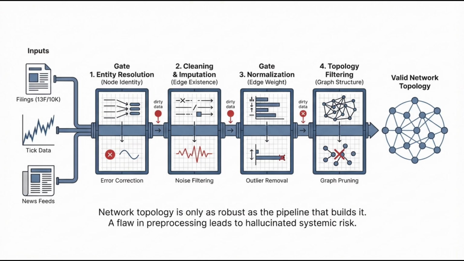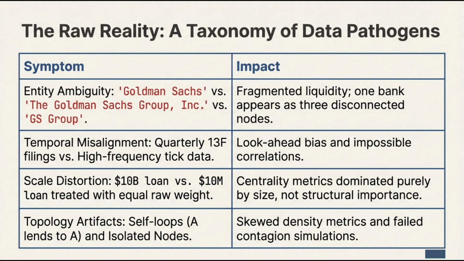A flaw in preprocessing leads to hallucinated systemic risk. In other words, the wrong pipeline can create fake fragility or hide real fragility. Now we look at what the slide calls data pathogens, which is a vivid and useful phrase. These are recurring problems in raw financial data that can infect the network if we do not correct them.